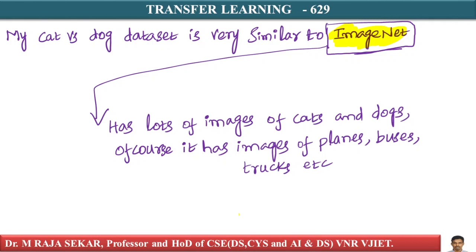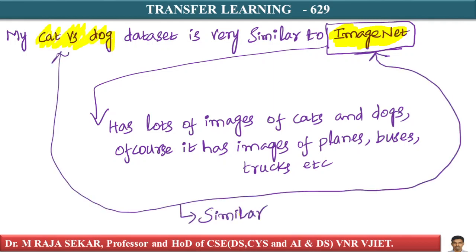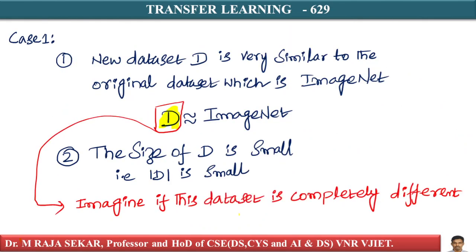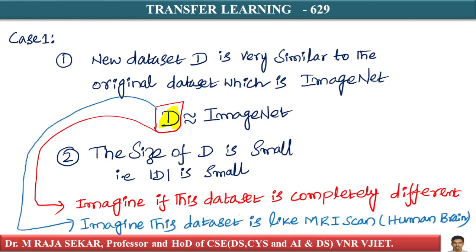Of course, it has images of planes, buses, trucks, etc. Just try to recall, we discussed this particular data set, but still this data set is very similar to ImageNet. Imagine this data set is completely different. Imagine my data set is some MRI scan, like human brains specifically.